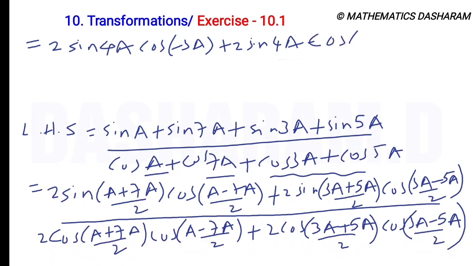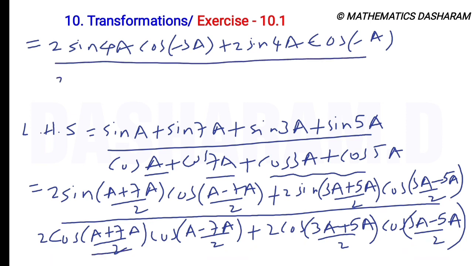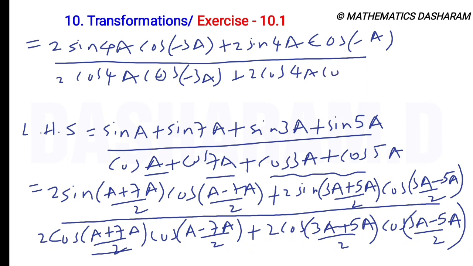cos minus A divided by the same 2 into cos 4A and cos minus 3A plus 2 into cos 3A plus 5A, 8A by 2, so it is 4A. Next, cos 3A minus 5A is minus 2A, minus 2A by 2 is minus A.